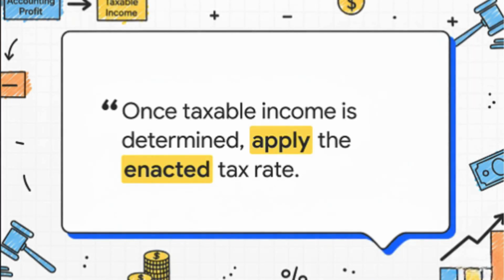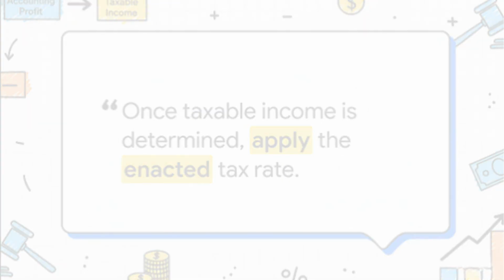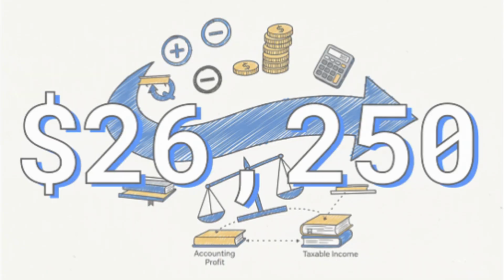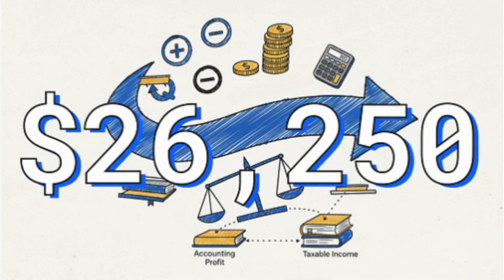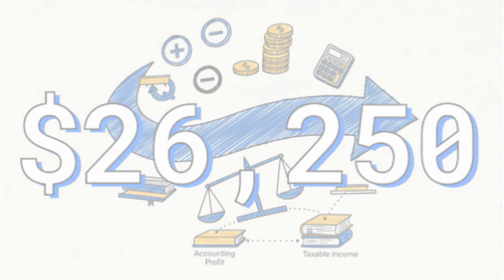What's next? Well, you'll be happy to hear the hard part is over now. We just have to apply the official tax rate. So let's say the corporate tax rate is 25%. We take our $105,000 of taxable income, multiply it by 25%, and we get a current income tax expense of $26,250. That is the company's official tax bill for its operations this year.